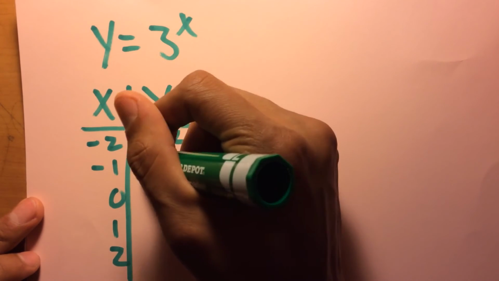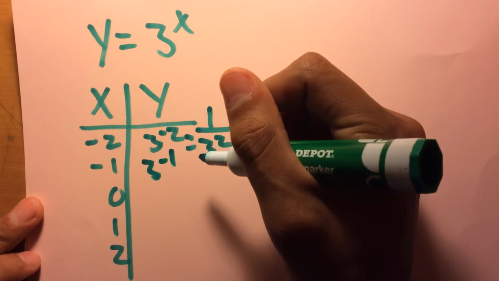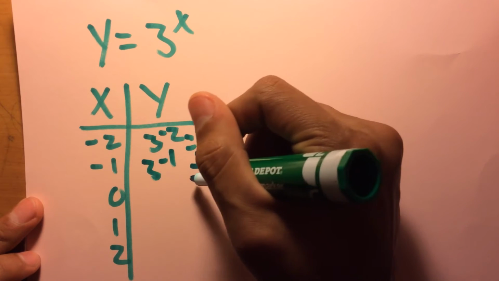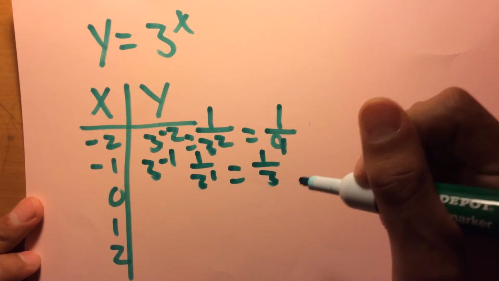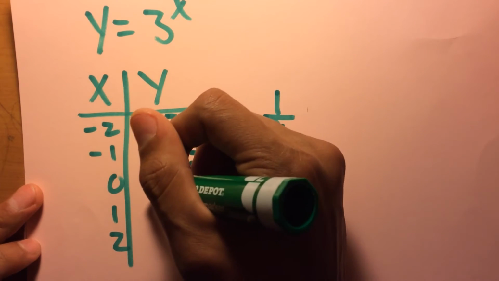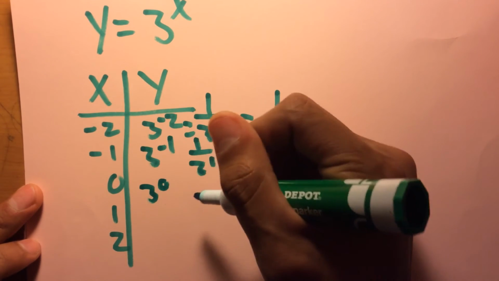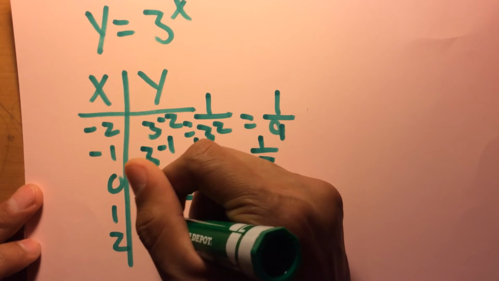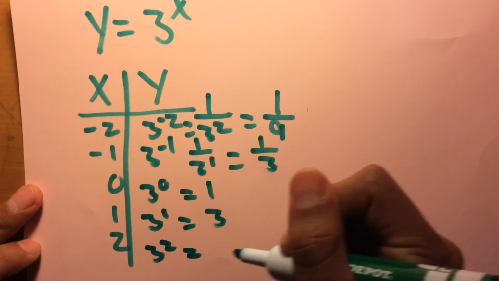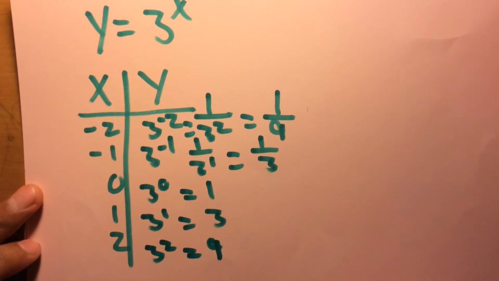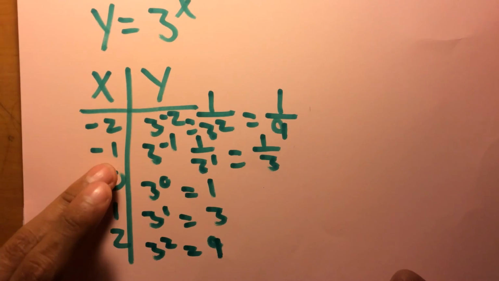So the next one is 3 to the negative first power. So it'll be 1 over 3, and that's equal to 1 over 3. And we continue, 3 to the 0 power, and that's equal to 1. 3 to the first power is equal to 3. And 3 to the second power is equal to 9. So to graph this, all we have to do is plug in the points.